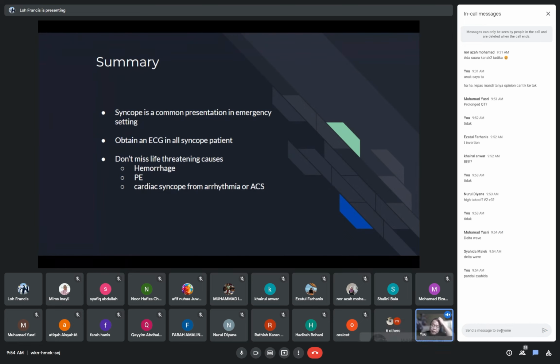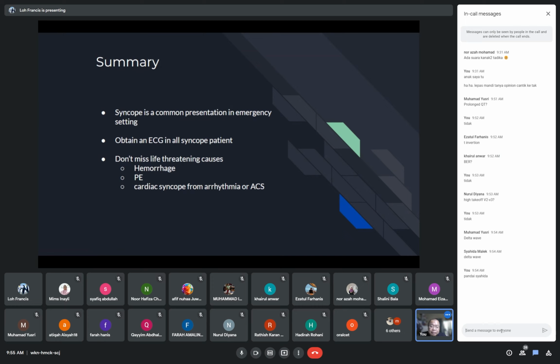Delta wave eh. So delta wave is described as slurring of the upstroke to the R wave. Once you've seen it, nanti you nampak everywhere. The presence of delta wave makes you suspect Wolf Parkinson White. Wolf Parkinson White itself doesn't cause syncope. Cuma bila you ada Wolf Parkinson White, sometimes it can cause a period of tachyarrhythmia, usually AF ataupun SVT. And masa tu lah patient nak syncope. But it's very brief, very transient. Lepas tu dia normal balik, patient sedar balik. So it's one of the cardiac syncopes.